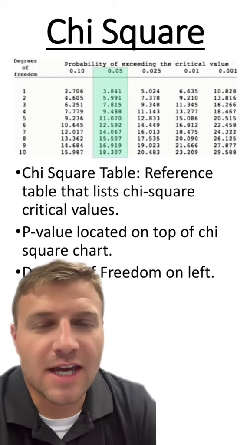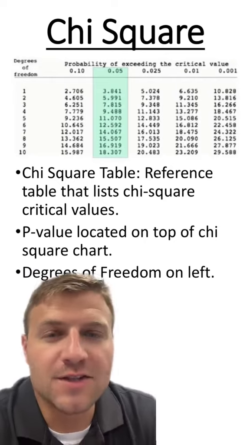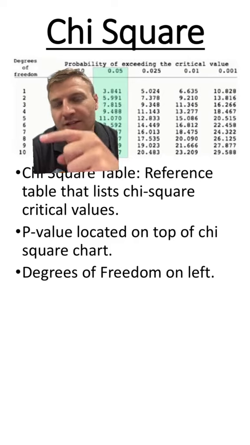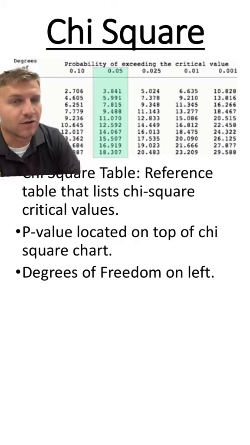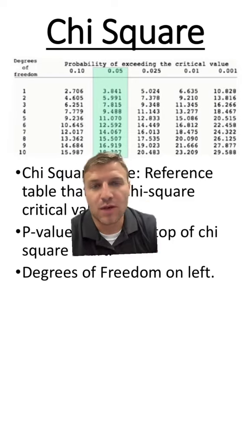After you figure out the chi-square, you have to use it with a chi-square table. This is a reference table that lists all the chi-square critical values. On the left-hand side of this chi-square table are the degrees of freedom. On the right side here in this group are critical values. On the top are your p-values. For AP Biology, we use the p-value of 0.05.